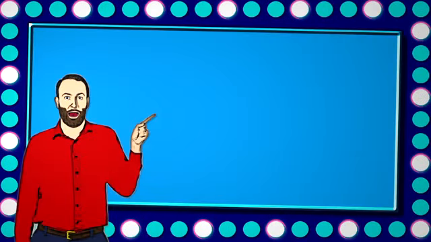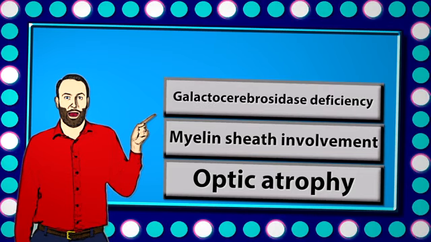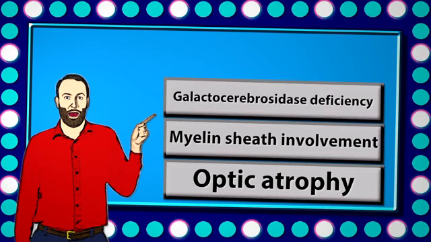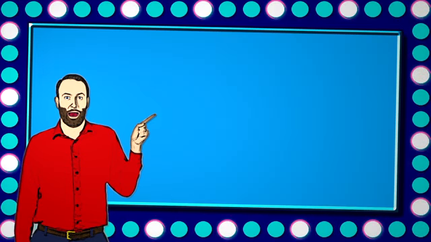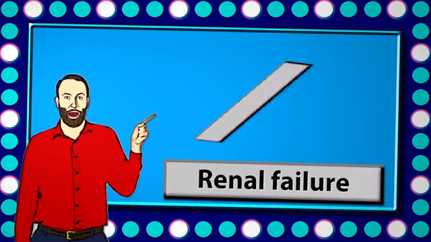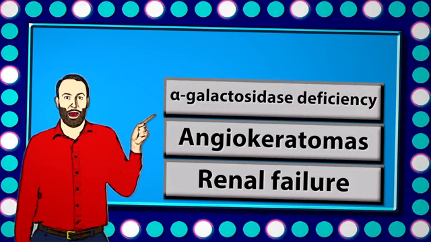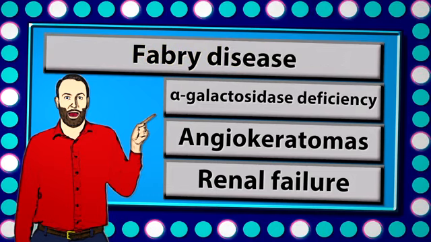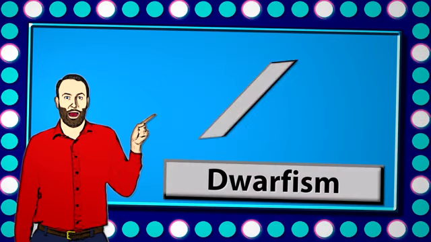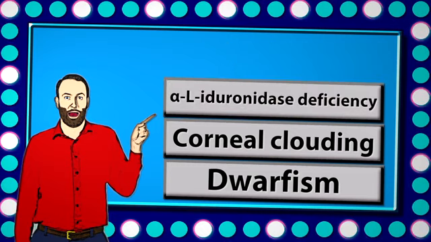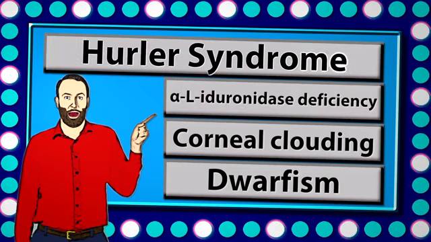Let's get started. First one, optic atrophy, myelin sheath involvement, galactocerebrosidase deficiency. Answer, Krabbe disease. Next, renal failure, angiokeratomas, alpha-galactosidase deficiency. The answer, Fabry disease. Next, dwarfism, corneal clouding, alpha-L-iduronidase deficiency. That's going to be Hurler syndrome.